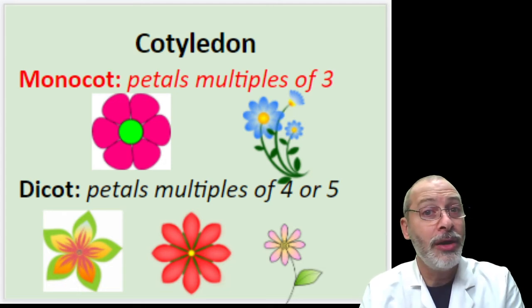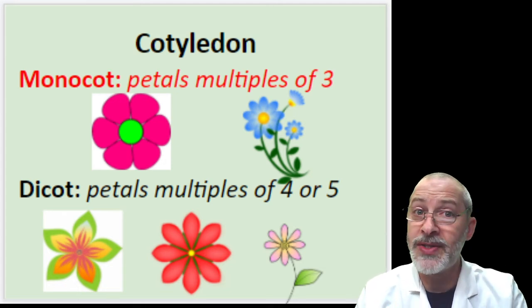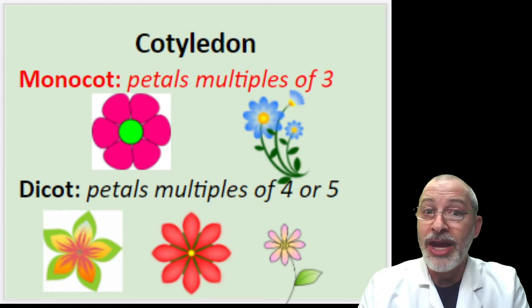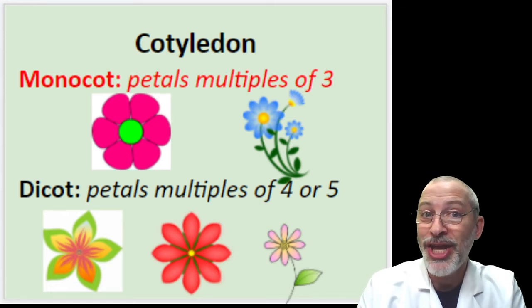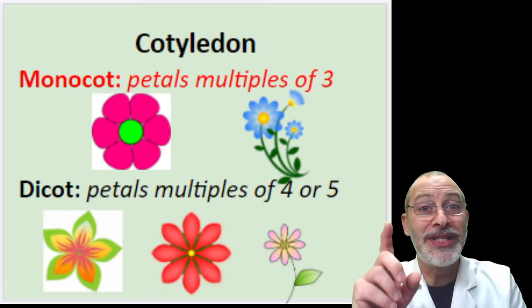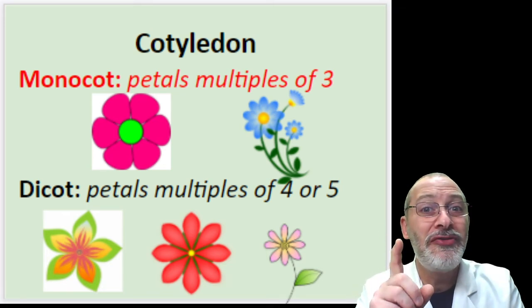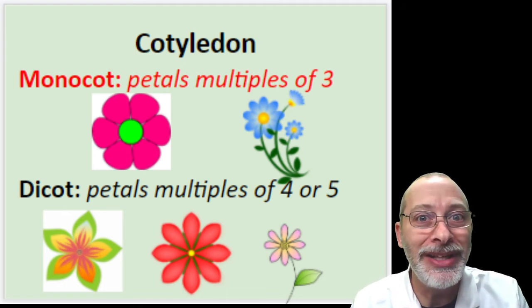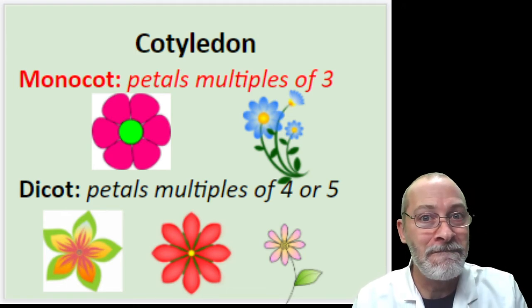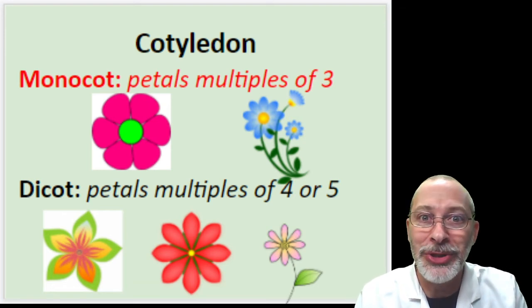Now, if you were smart and you paid attention in 7th grade science, and you knew the difference between a monocot and a dicot, then you could strategically choose the flower to give you the answer that you really wanted to hear. Why is that? Well, let me show you.